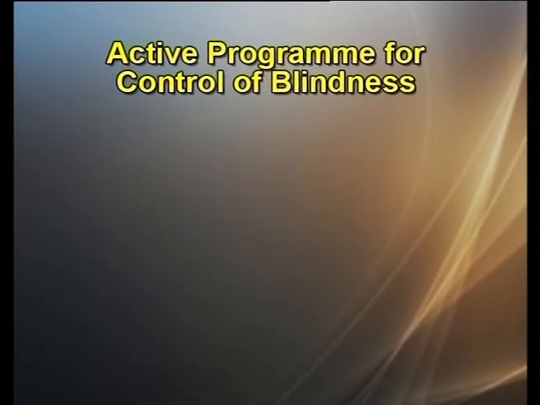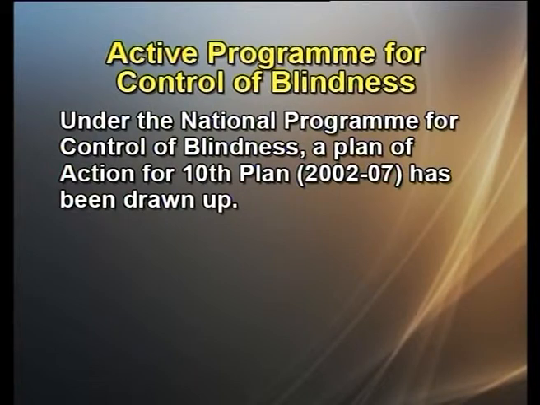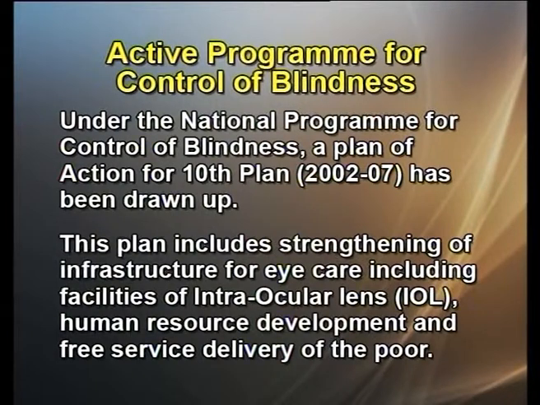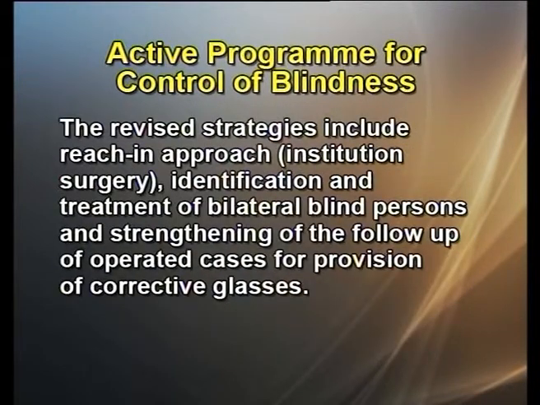National Program for Control of Blindness. Under the National Program for Control of Blindness, a plan of action for the 10th plan, that is from 2002 to 2007, has been drawn up. This plan includes strengthening of infrastructure for eye care, including facilities of intraocular lens, human resource development and free service delivery to the poor. The revised strategies include reach-in approach, identification and treatment of bilateral blind persons, and strengthening of the follow-up of operated cases for provision of corrective glasses.